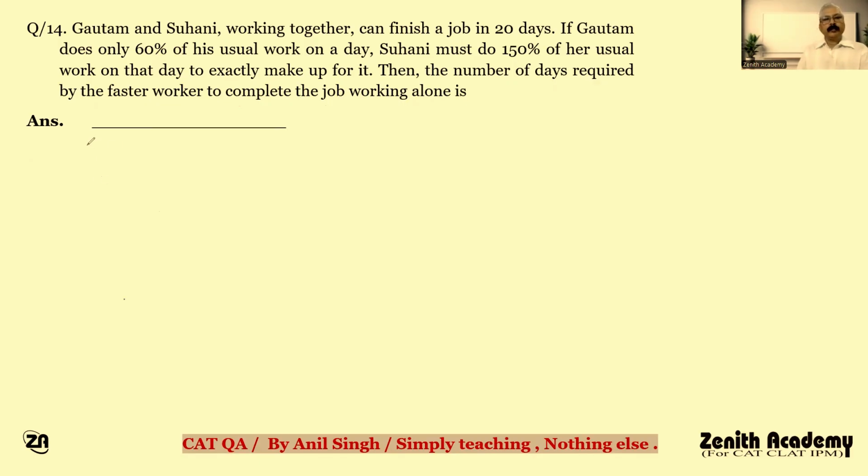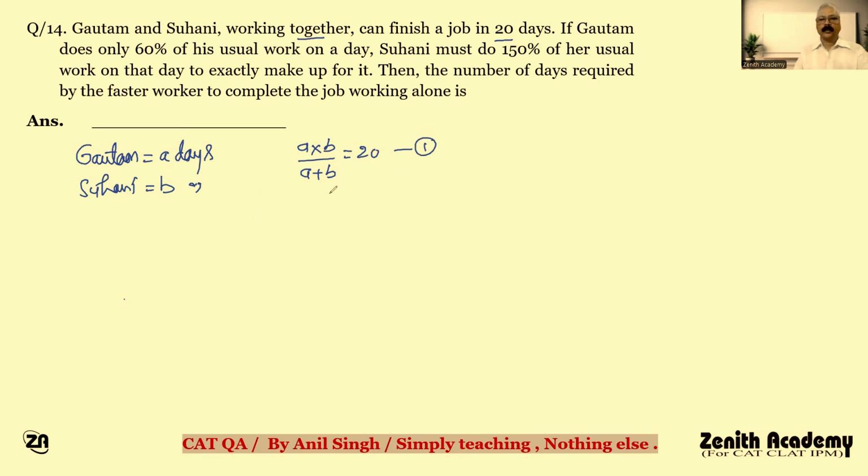Suppose Gautam takes A days to finish the work alone, and Sohani takes B days to finish the same work alone. So when they are working together and finishing the job in 20 days, it means A into B upon A plus B is equal to 20. This is question number 1.